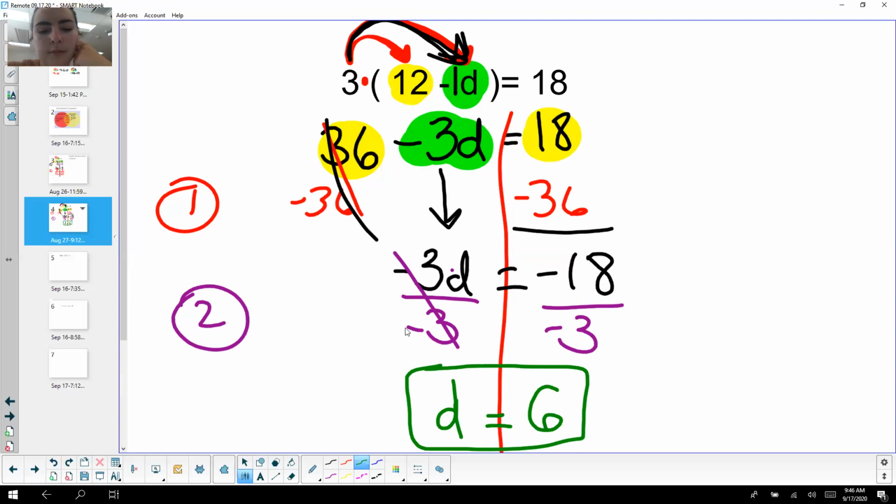Because if we forgot to put this negative right here in front of 3, we would have gotten negative 6, because a negative divided by a negative is a positive. A negative divided by a positive is a negative. So just make sure that you're carrying your negatives down and making sure you're checking your work. Does anybody have any questions about this?